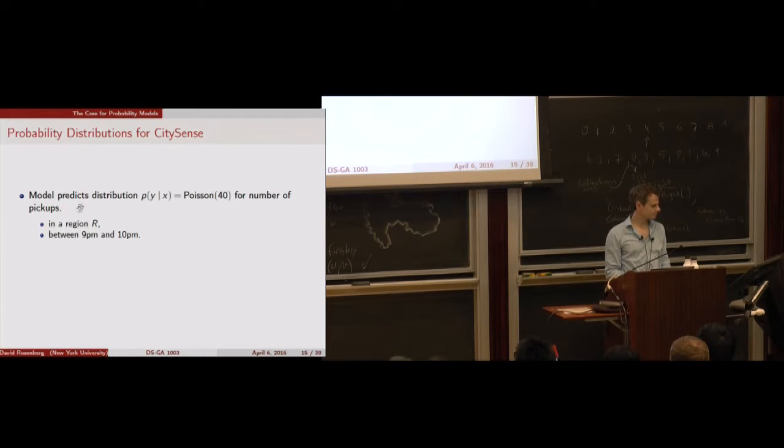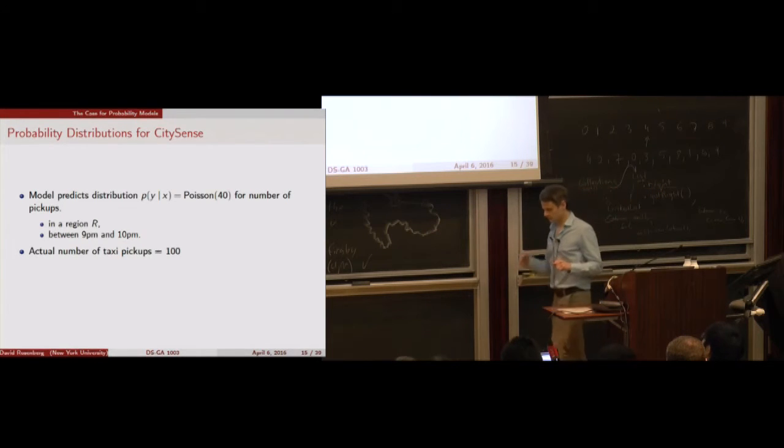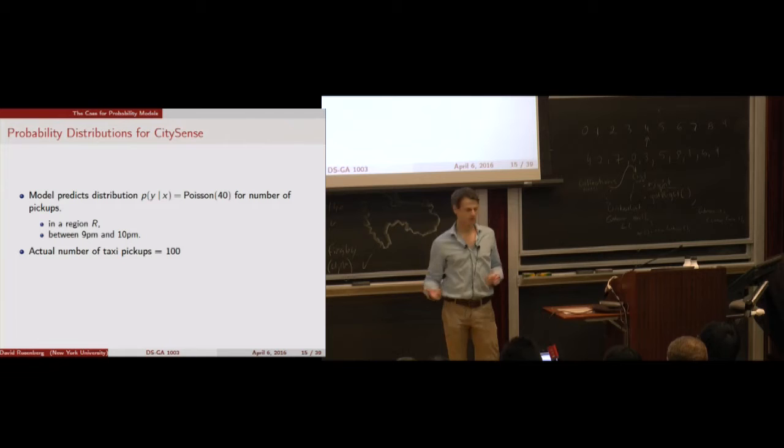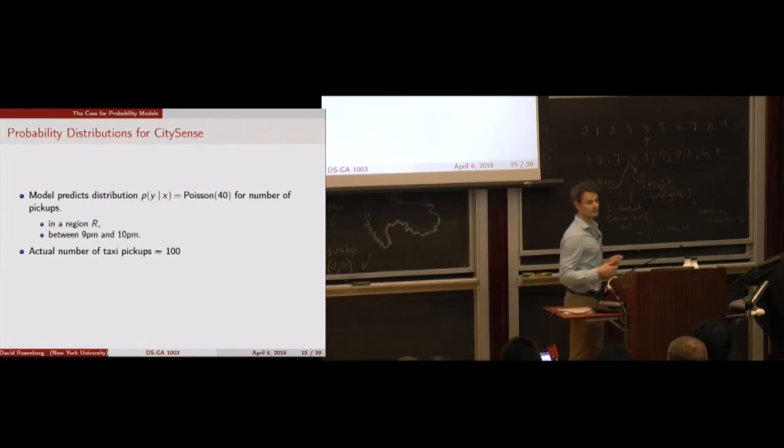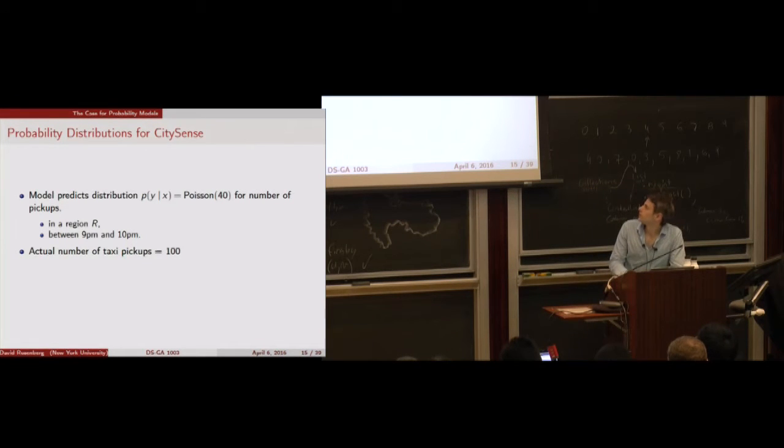So we input x, and suppose x is specifying a particular region R and a particular time, say between 9 p.m. and 10 p.m. The model returns Poisson 40 as its predicted distribution. Suppose the actual number of taxi pickups in that hour, in that region, is 100. So we can say how unusual that 100 is according to the model.